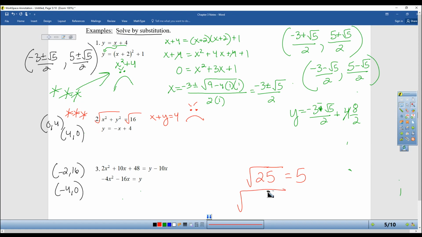Let's say I wrote it instead as 9 plus 16, because 9 plus 16 is 25, right? Does that mean you could take the square root of individual parts? The square root of 9 is 3. The square root of 16 is 4. Ooh, that's not right. The square root of 25 is not 7. Okay? Bad. Do not take the square root of individual terms. Okay? Cannot stress that enough.